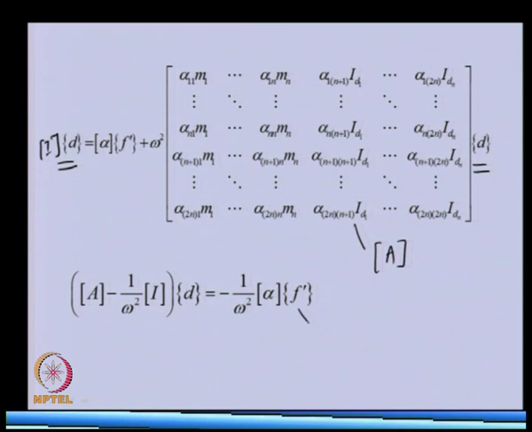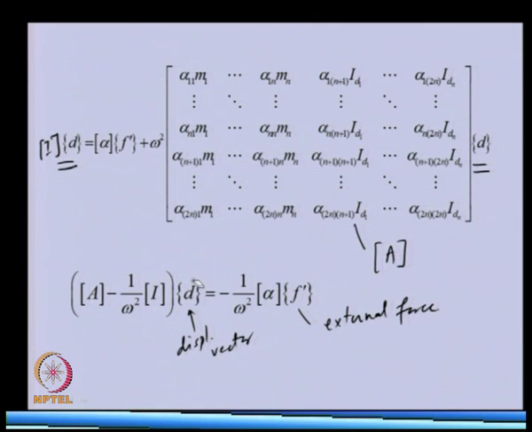This is the external force and moment term. This is the displacement vector, and alpha is the influence coefficient matrix, and A is this matrix which contains not only the influence coefficient terms but also the masses. Now, this particular equation is the required form of the equation.